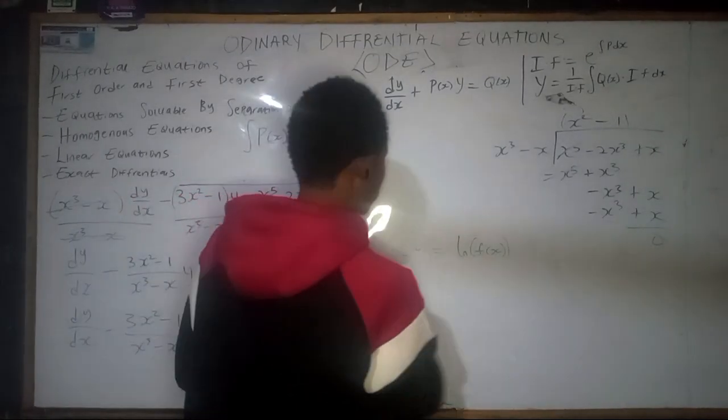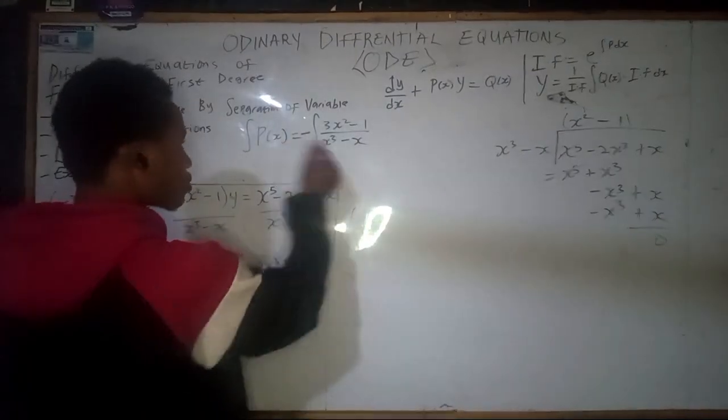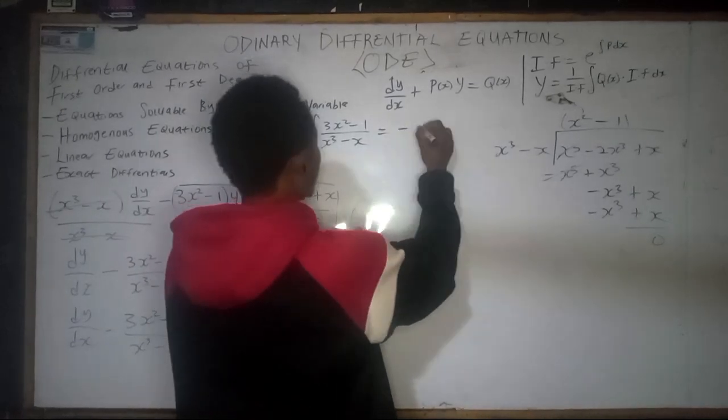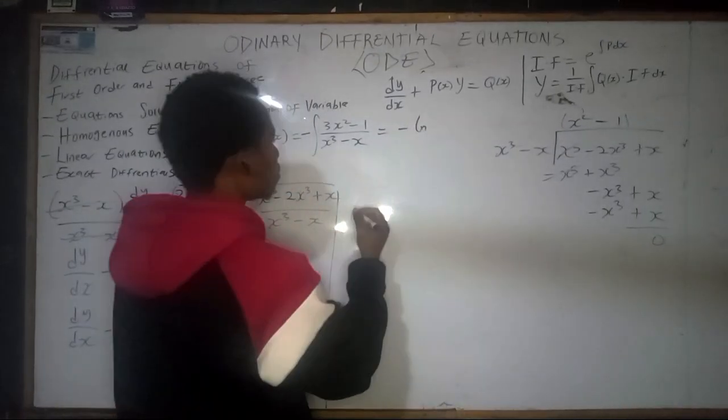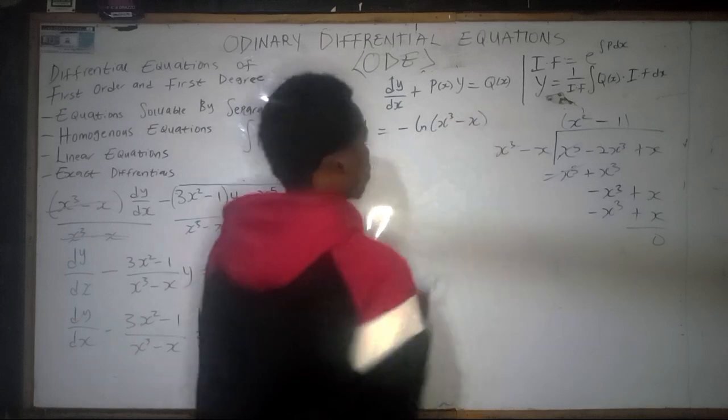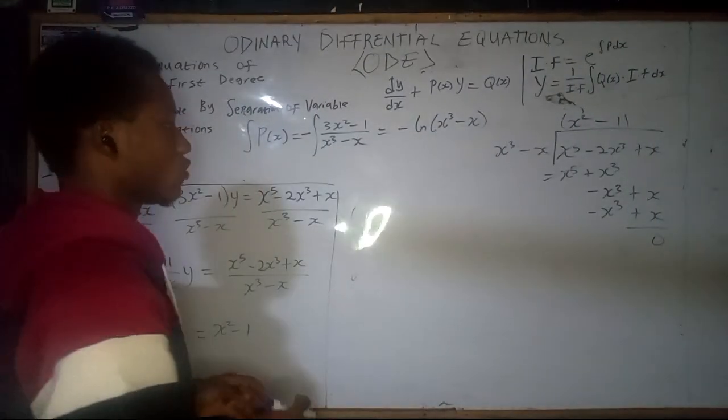So we know already that the final answer that this is going to give us here is equal to, with this minus back here, ln of x cubed minus x right here. Ln of x cubed minus x.